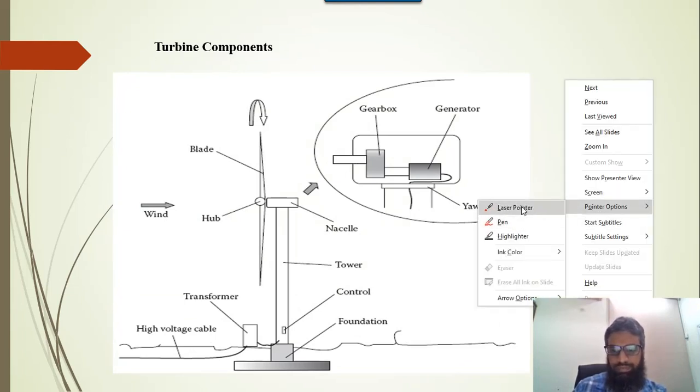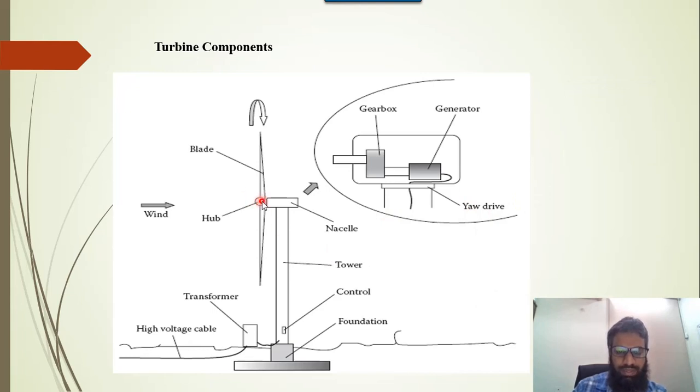If you see this part, this is basically the hub where the blades are connected. This is the center part of the wind turbine, and from it multiple blades are connected. Normally there are 3-blade or 5-blade wind turbines. From the hub, there is an enclosed body called the nacelle, and inside the nacelle there is a gearbox and then the generator.